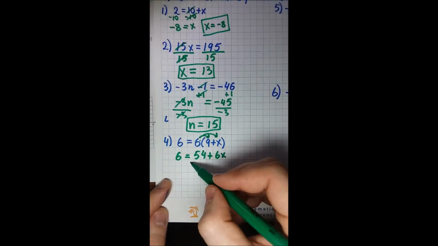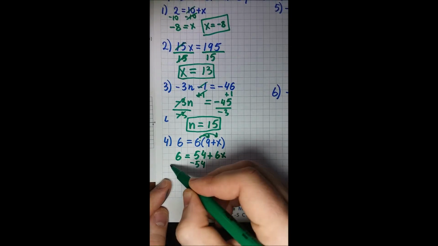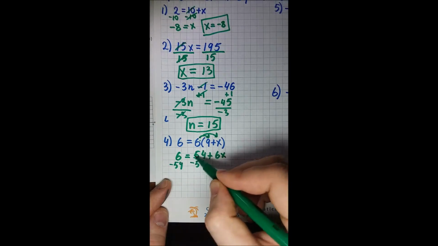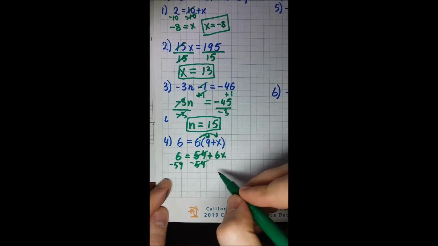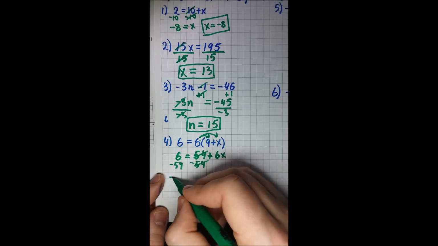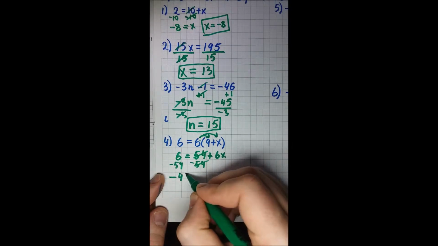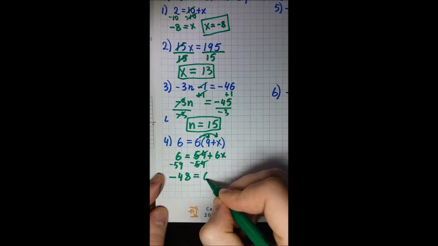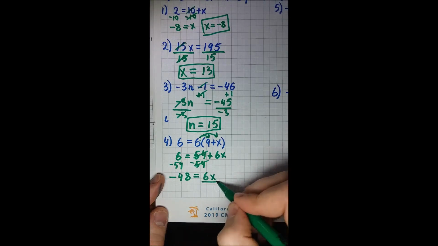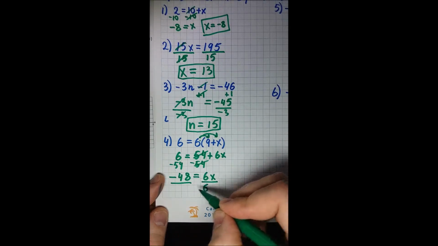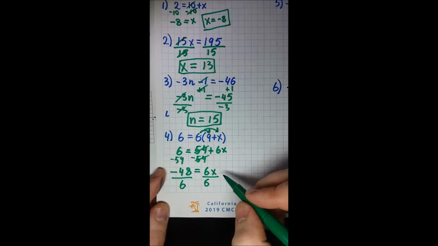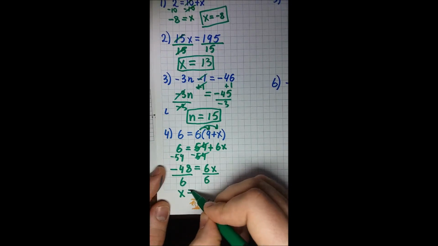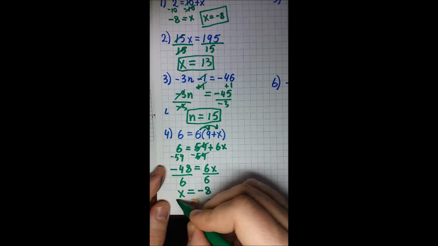Okay, then what we do is we subtract 54 from both sides. So 6 minus 54 is going to be negative 48 equals 6x. Then what we do is we divide both sides by 6. The answer is x equals negative 8.